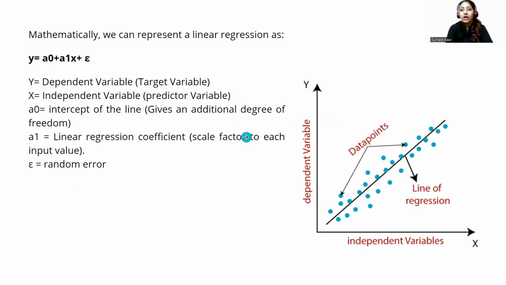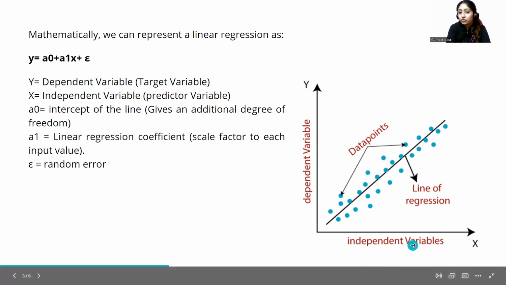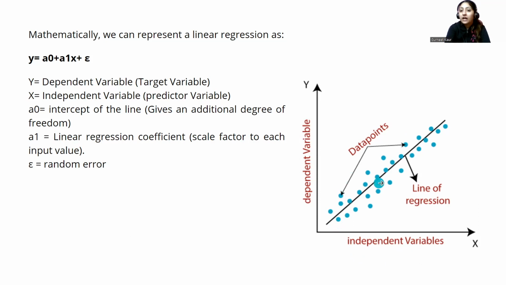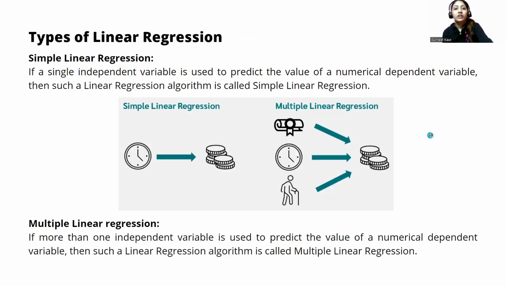As you can see in the graph as well, the y-axis shows the dependent variable and the x-axis shows the independent variable, and this black line is the line of regression, and these are our data points. Now, types of linear regression.